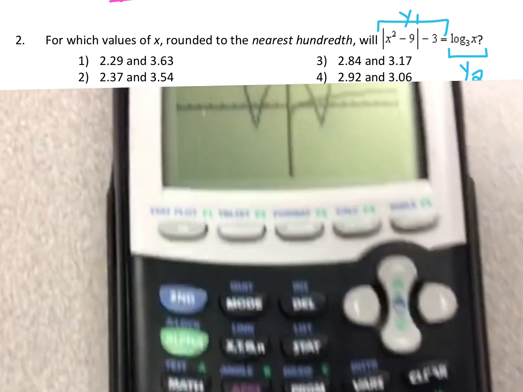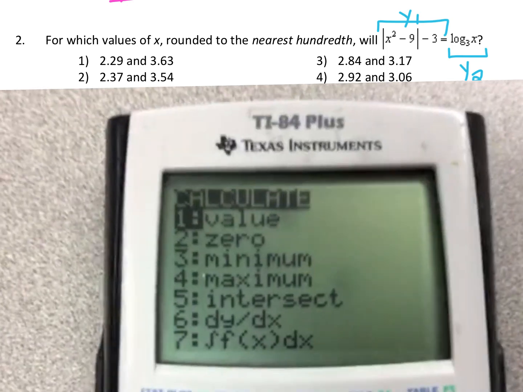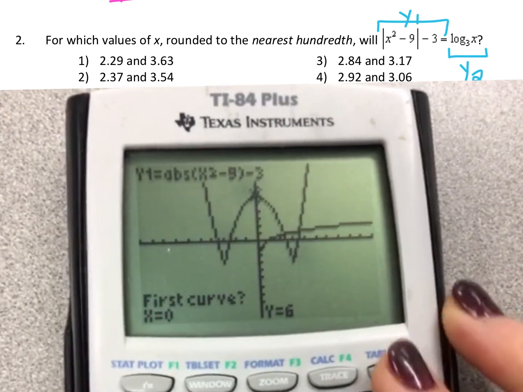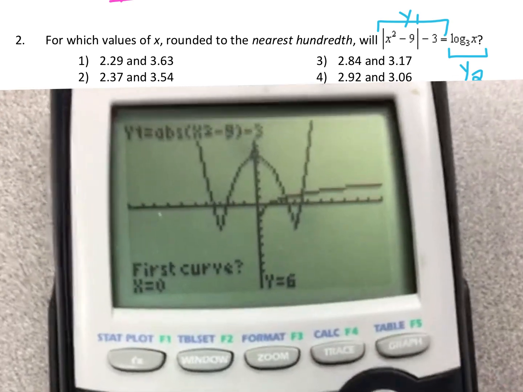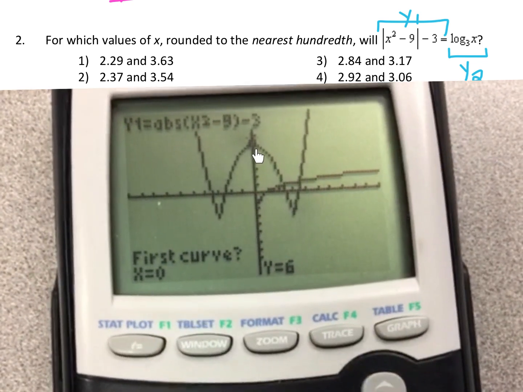So if you remember the steps, we hit second, trace, and then we're going to choose the number 5, which is intersect. So I'm hitting number 5. Okay, now I don't really see the cursor. See how it says it's at 0, 6? Oh, there it is, 0, 6. I don't know why I didn't see that.